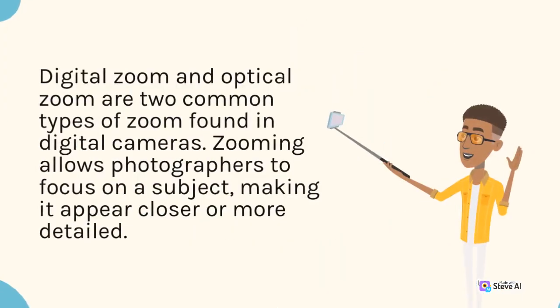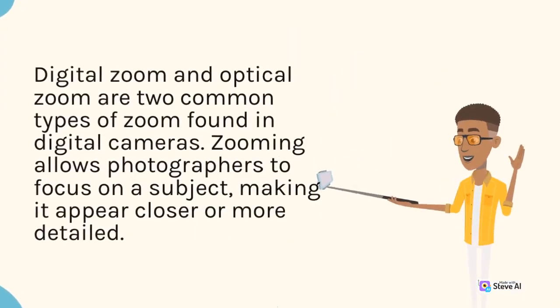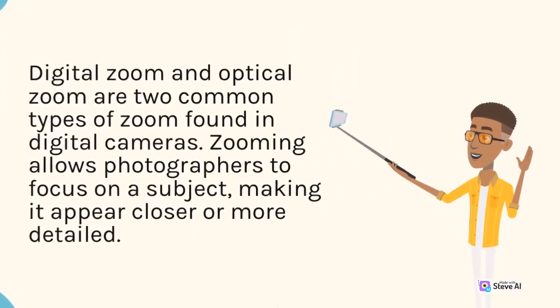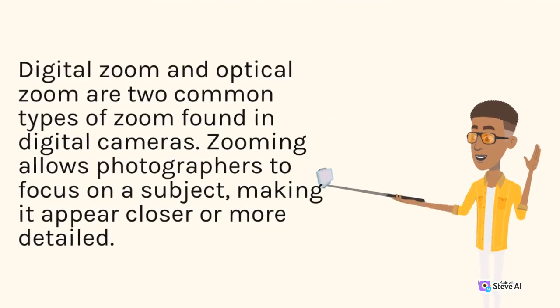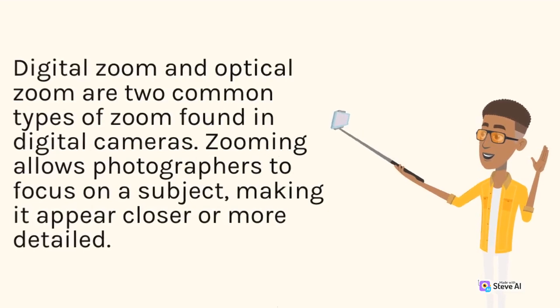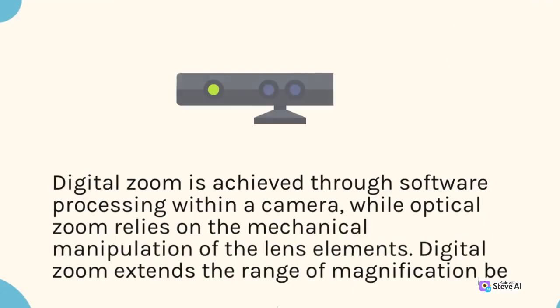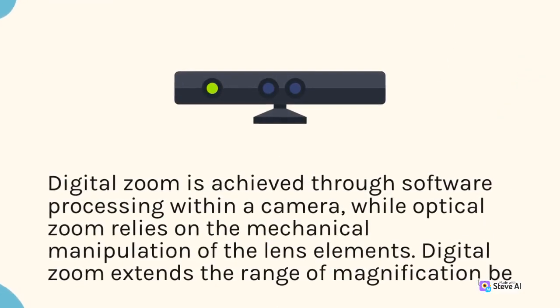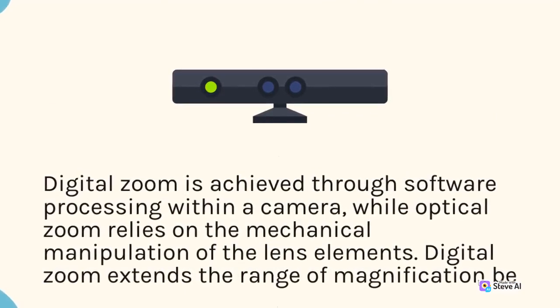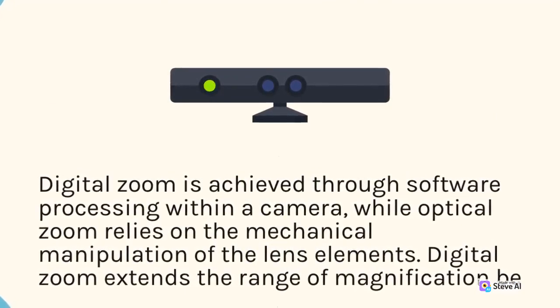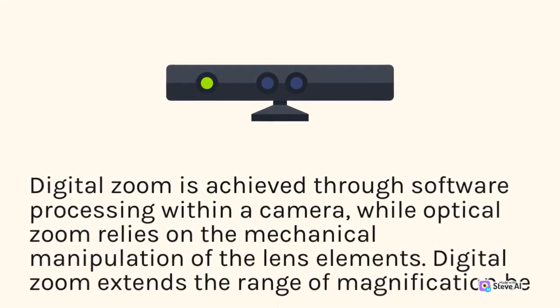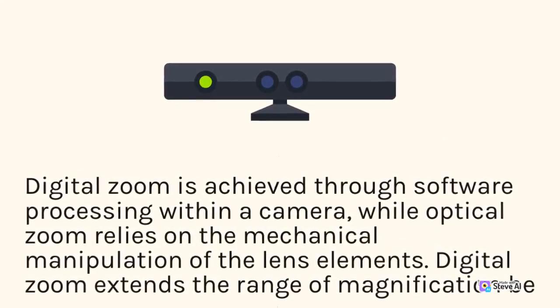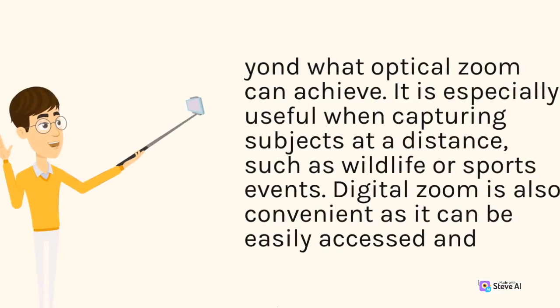Digital zoom and optical zoom are two common types of zoom found in digital cameras. Zooming allows photographers to focus on a subject, making it appear closer or more detailed. Digital zoom is achieved through software processing within a camera, while optical zoom relies on the mechanical manipulation of the lens elements. Digital zoom extends the range of magnification beyond what optical zoom can achieve.